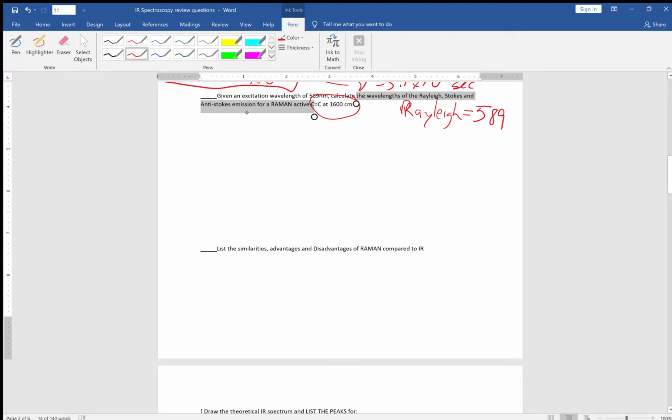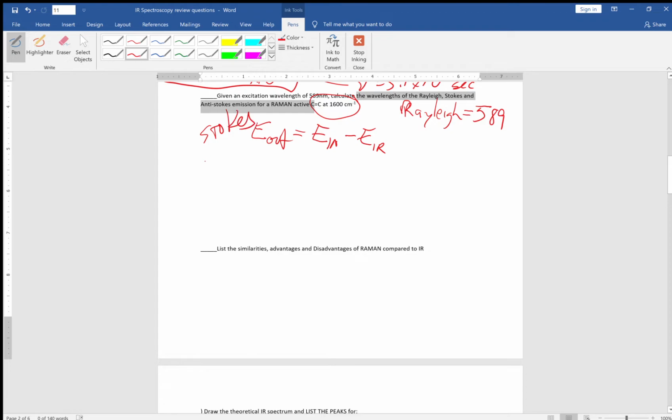Remember that for Stokes, E out is going to be E in minus E of the IR. For anti-Stokes, it's going to be the opposite.